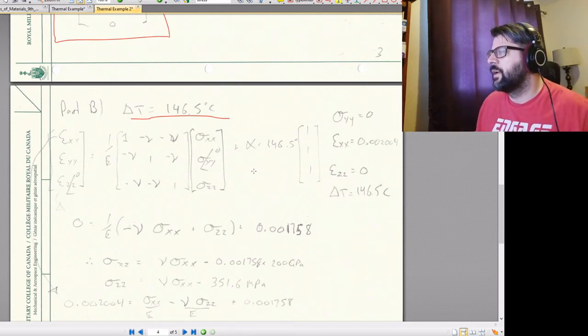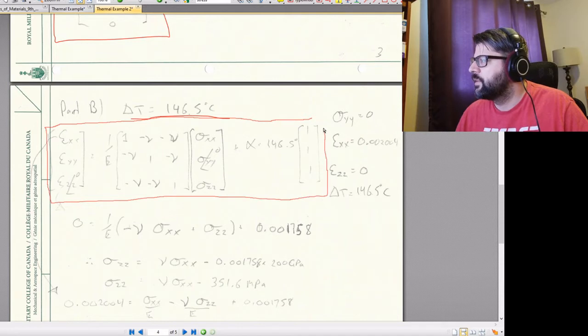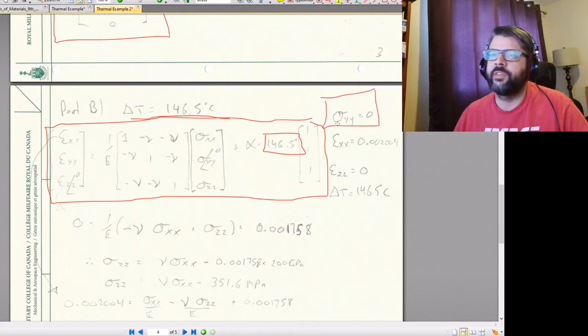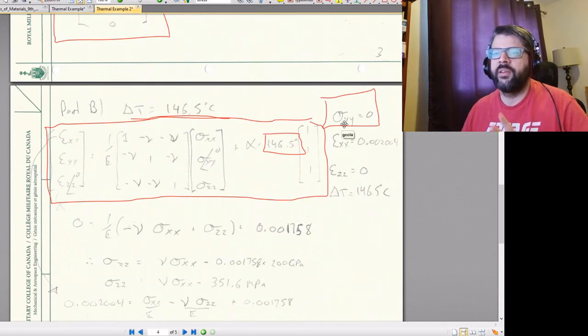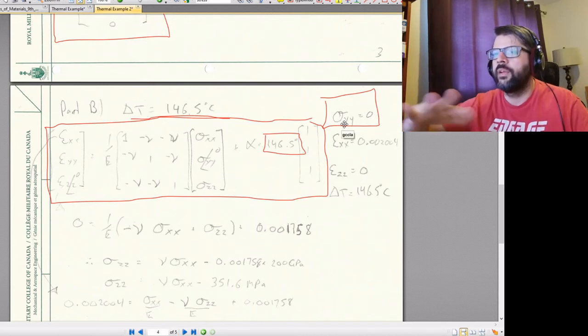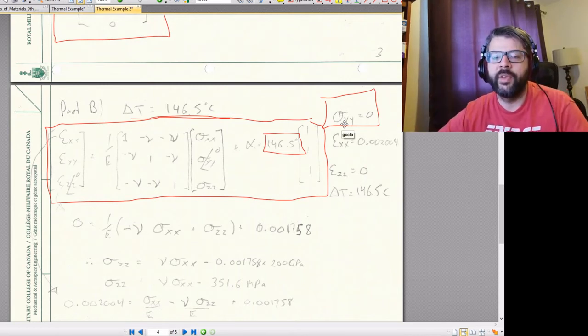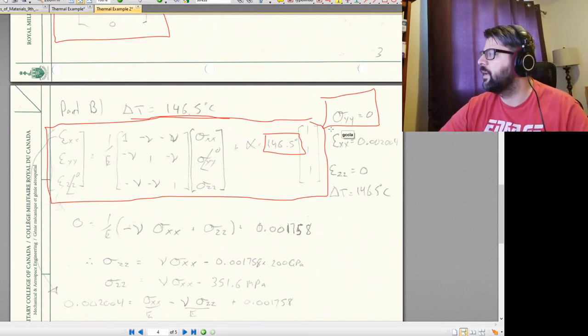So again, we're just working from our nice little generalized Young's modulus formula here. I went ahead and plugged in our delta T here, our other knowns. So the y direction stress is still going to be 0. It's still completely free to expand in the y direction, the top's still open. It's still free to expand vertically. There's nothing stopping it from doing that.